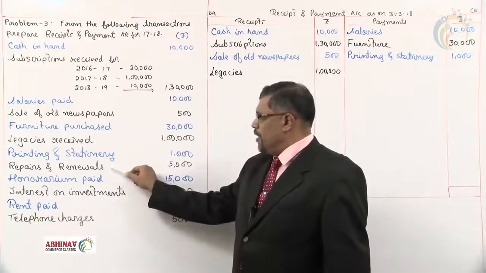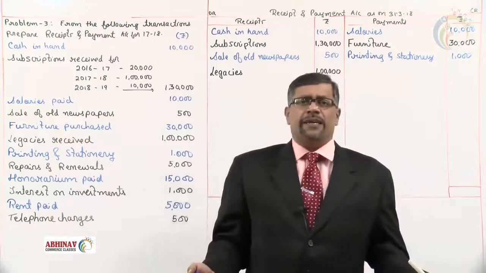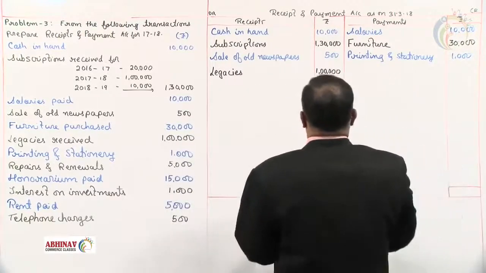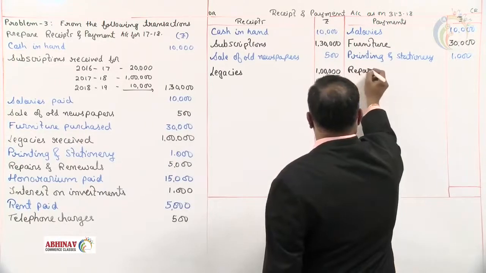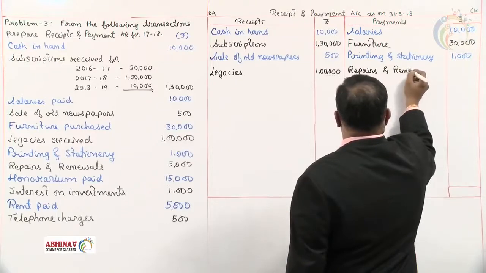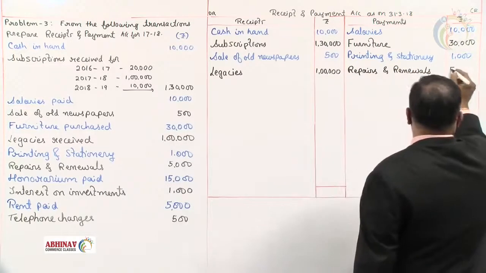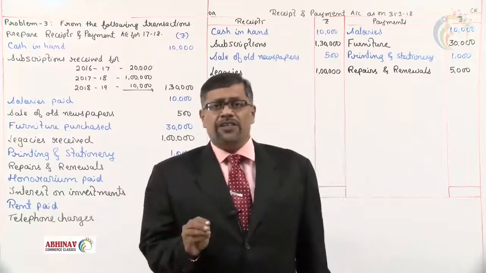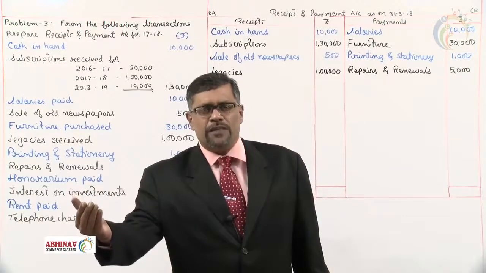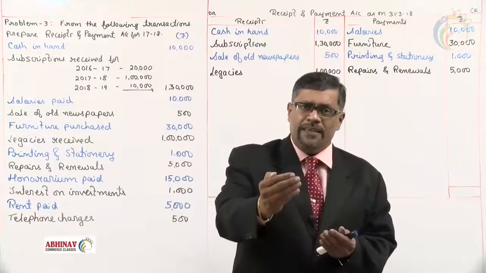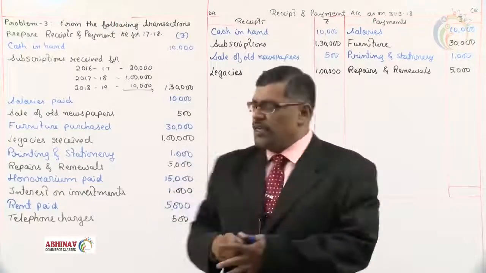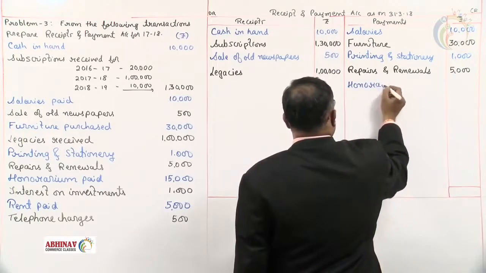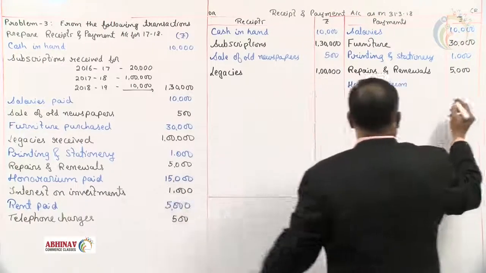Next transaction. Repairs and renewals, 5,000. Again, it's an expenditure. With expenditure, cash never comes in, cash goes out. That is a payment. Repairs and renewals, rupees 5,000. Next transaction. Honorarium paid, which is nothing but remuneration paid to a surgeon or any other managerial person. We pay that, honorarium is paid. So does cash come in or go out? Cash goes out, it's a payment, on the payment side. Honorarium, the amount 15,000.